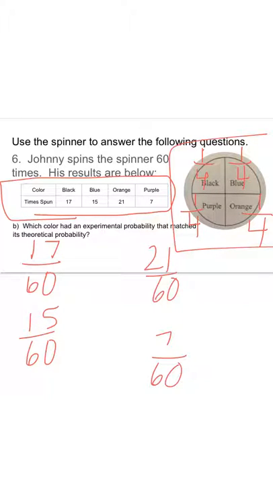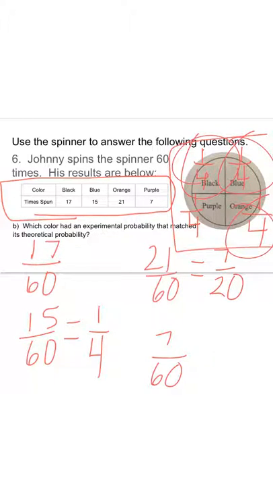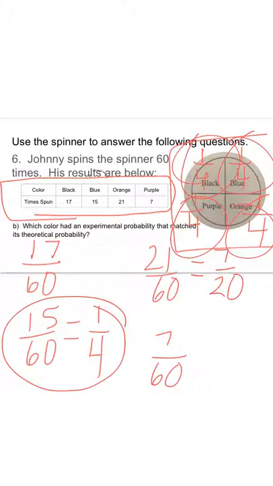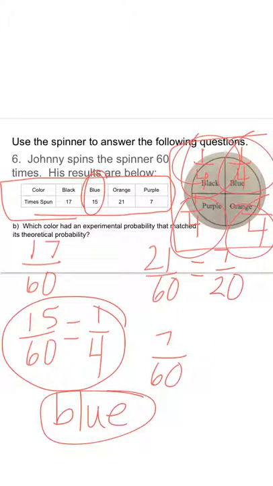Some of these can be reduced. So 15 sixtieths can be reduced to 1 fourth. 21 sixtieths is reduced to 7 twentieths. And 1 fourth was the number we were looking for. The only one that actually reduced to 1 fourth was blue, 15 sixtieths. So the answer is that blue matched the theoretical and experimental probabilities.